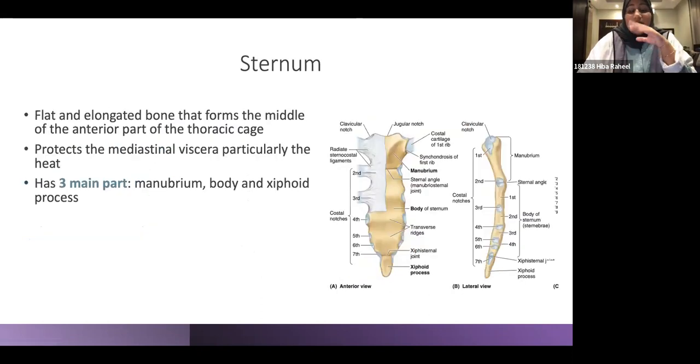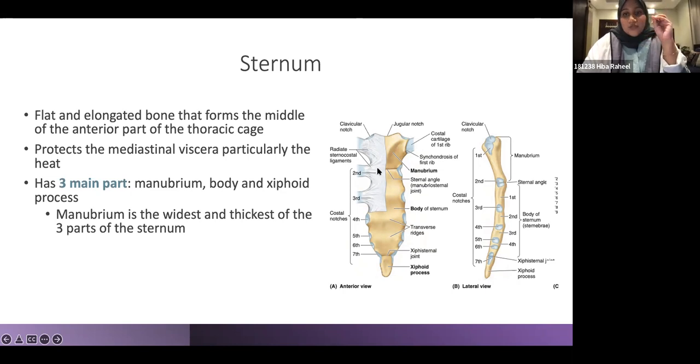Okay, now let's talk about the sternum. The sternum is this flat, elongated bone, and it's present right in the middle of the thoracic cage. It protects against the visceral organs, especially the heart. There are three main parts to the sternum. We have the manubrium, the body, and the xiphoid process, okay? Again, the manubrium is the top part, this is the body, and the xiphoid process is the last portion, the tip.